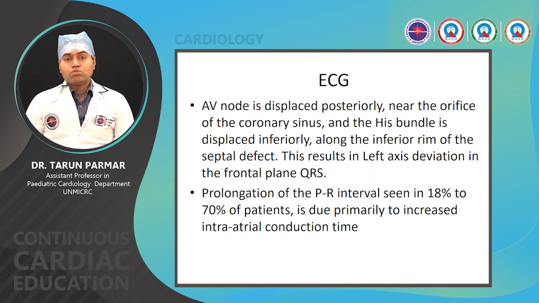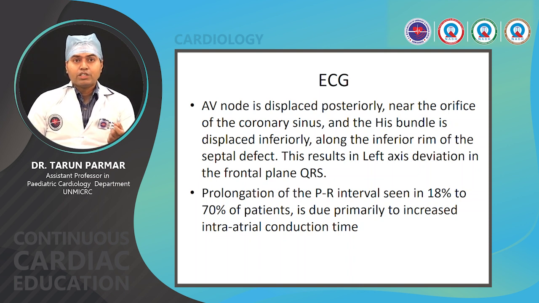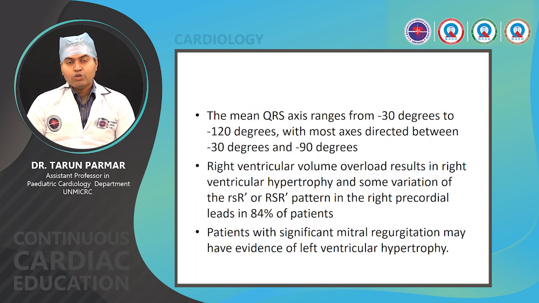ECG. The main ECG finding is due to the AV node being displaced posteriorly near the orifice of the coronary sinus, and the His bundle is displaced inferiorly along the inferior rim of the septal defect. This results in left axis deviation in the frontal plane QRS. Prolongation of PR occurs in up to 70% of patients, primarily due to increased intra-atrial conduction time. QRS axis ranges from -30 to -120, but mostly it is -30 to -90.